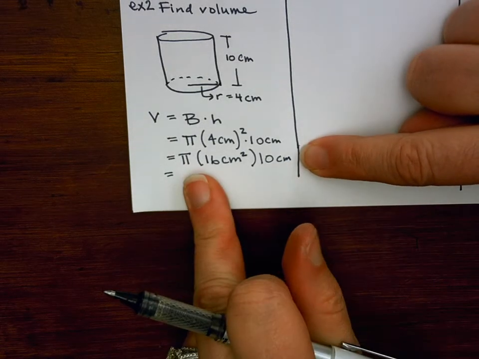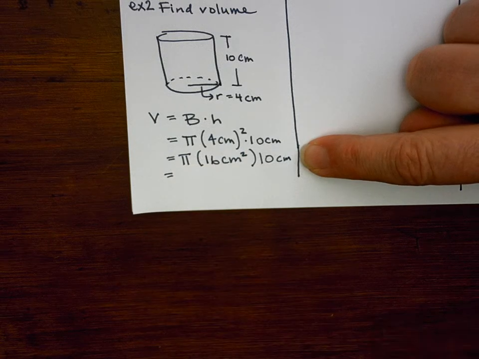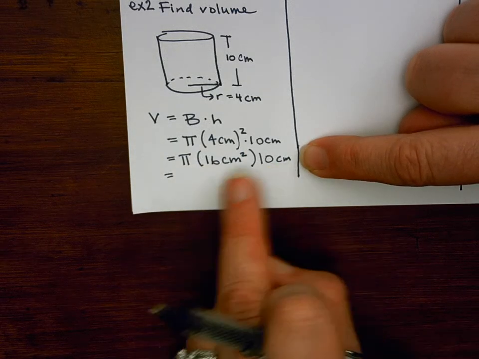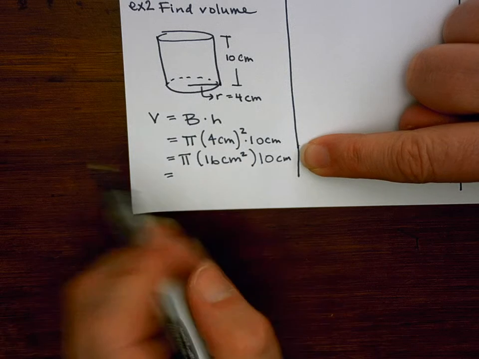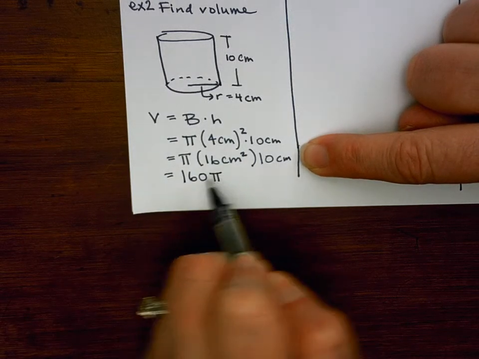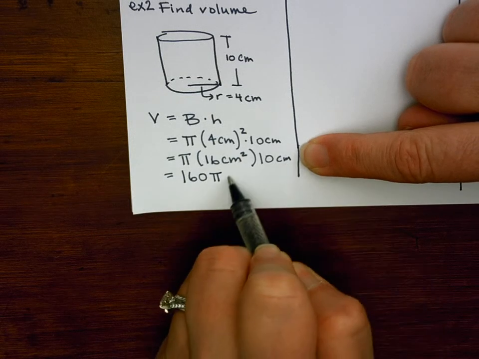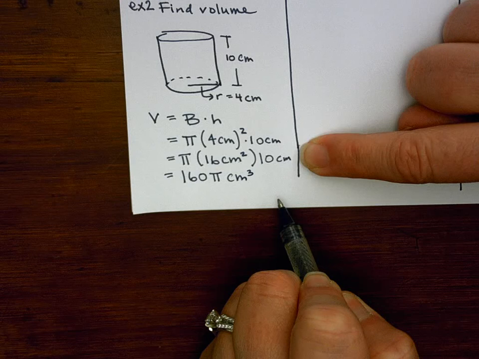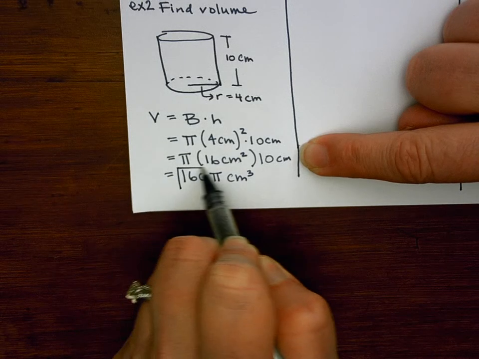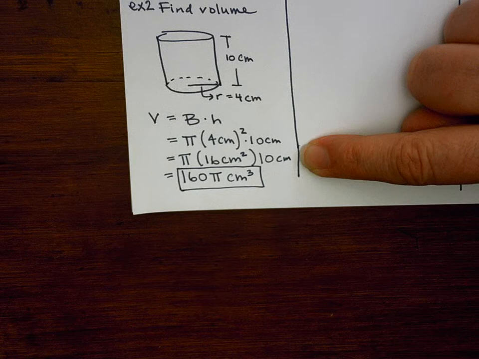And I don't want the pi to come first. I always want it to go the number, then the pi, and then the units. So I'm going to multiply my number values first. So 16 times 10, and then my pi. And then I have 2 centimeters times 1 more, so centimeters squared times centimeters, so centimeters cubed. And then there's my volume. Okay? And again, leave it in terms of pi unless the directions tell you otherwise. Okay?